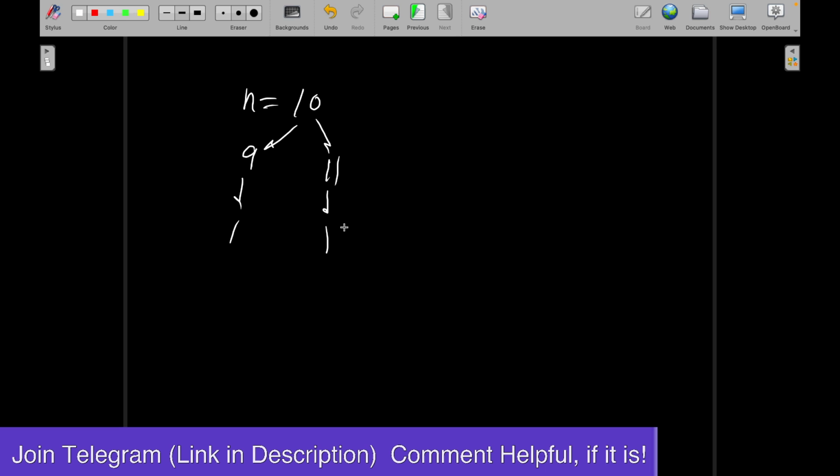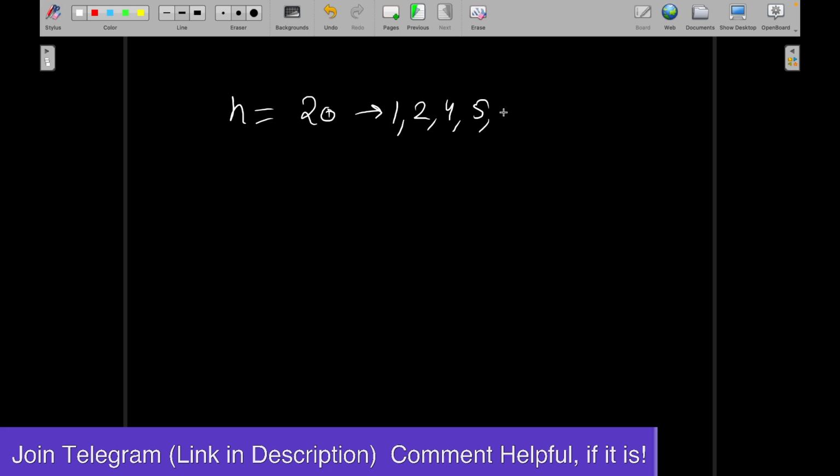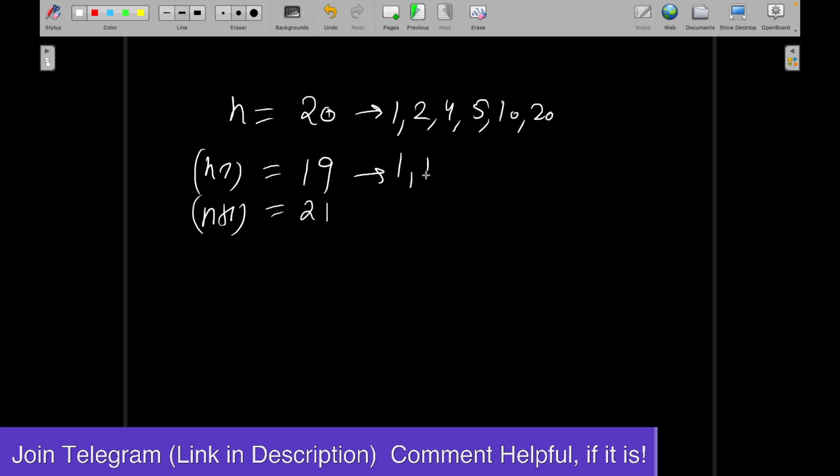Why does this happen, guys? Let me tell you the reason. For example, n is given to you, let's say n is 20. This n will have multiple factors: 1 is a factor, 2, then 4, then 5, then 10, then 20. These are all the factors of n. If you take the values n minus 1 and n plus 1, which are 19 and 21, 19 is a prime number, so it has just two factors, 1 and the number itself. 21 has some factors.